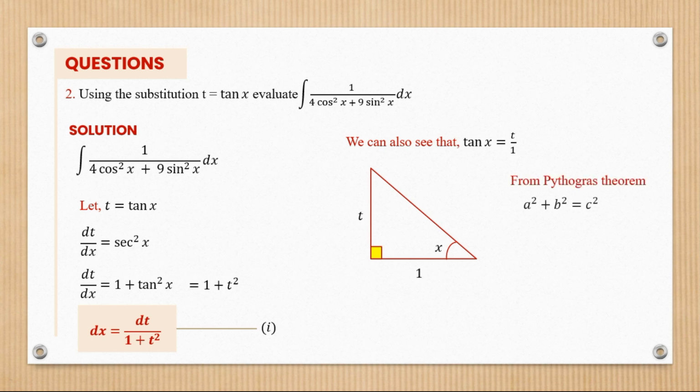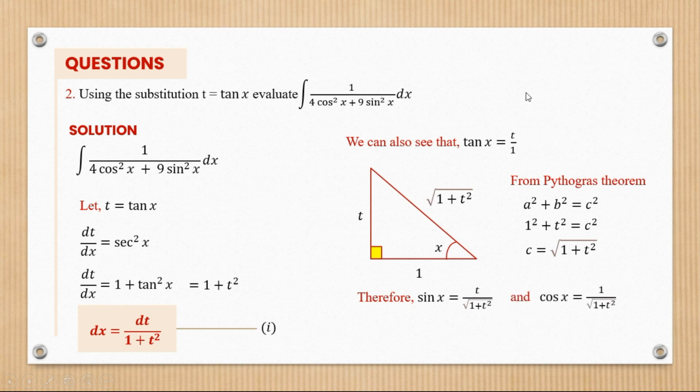So from Pythagoras theorem, we can find the hypotenuse. If we make c the subject, c shall be equal to root of 1 plus t squared. So we can place that right there. Now in this case, we need to know what cos squared x and sin squared x will represent. So sin x is opposite over hypotenuse, so we'll have sin x being equal to t over root of 1 plus t squared, and then cos x is adjacent over the hypotenuse, so we'll have it as 1 over root of 1 plus t squared.